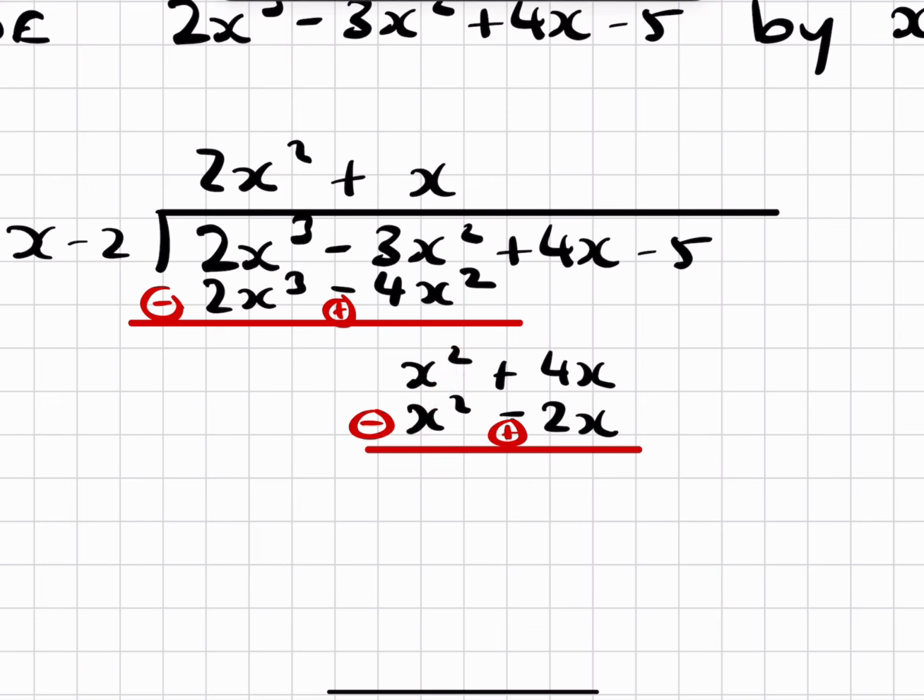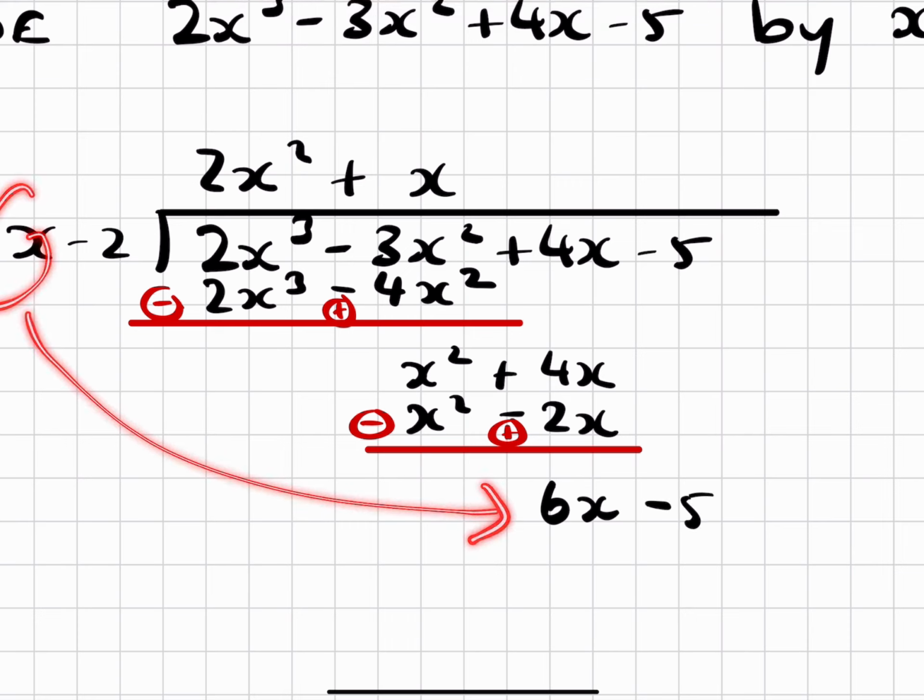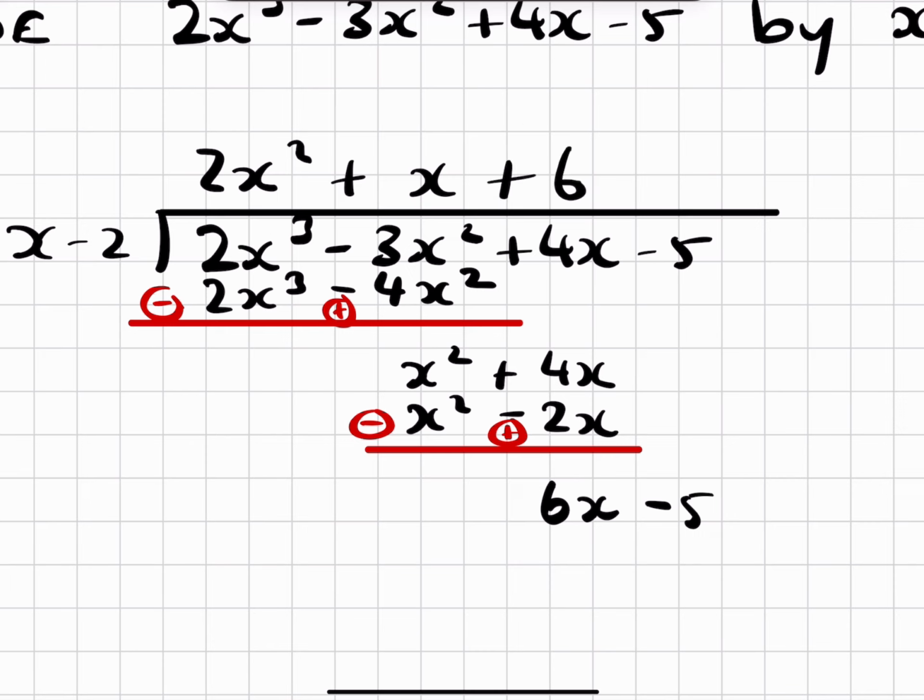And I'm feeling good. I bring down the minus 5 and I say, okay, x times what gives me 6x? And it's 6. So I say, okay, cool. And then I do 6 times x gives me 6x, and 6 times negative 2 gives me minus 12, and I'm feeling a sadness deep in my soul. And I start going, oh no, maybe I'm wrong.